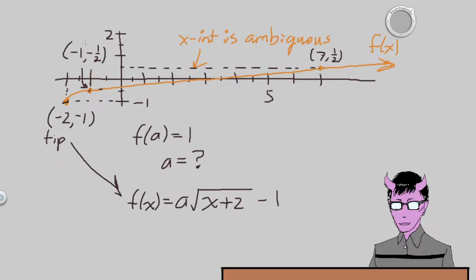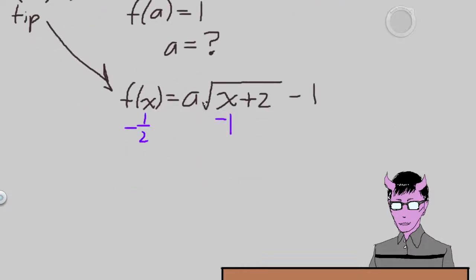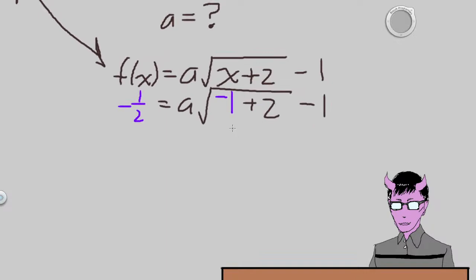So let me colorize this real quick. So this is going to be -1, which we will plug into there. And the output will be -1/2, which we'll put right here. Okay, so for that particular point, that will allow us to solve for a. Always pick the nicer points. They're technically both nice. So this one becomes the square root of -1 plus 2, which is +1. Square root of that is going to be +1.